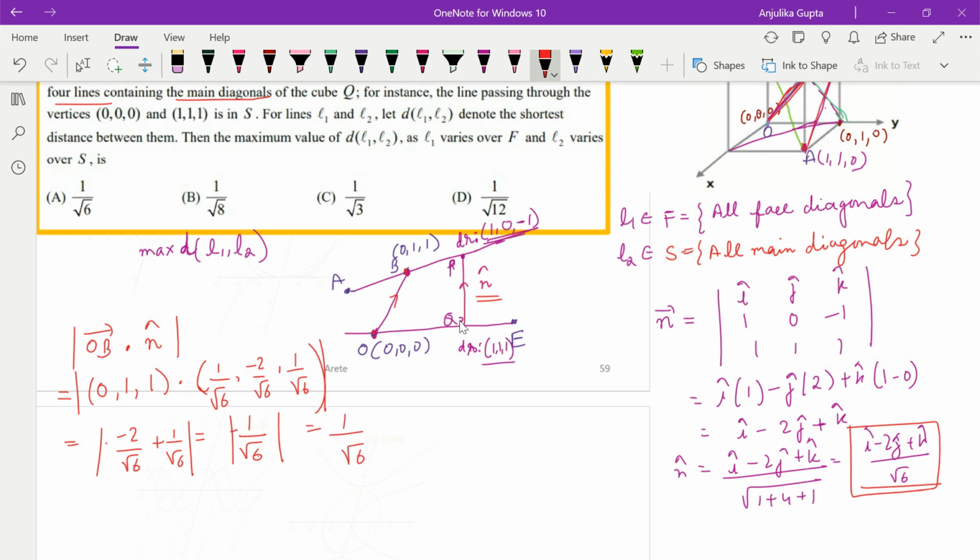That is the distance between the skew lines, and that will definitely be the value which they are asking for. So this is your final answer.